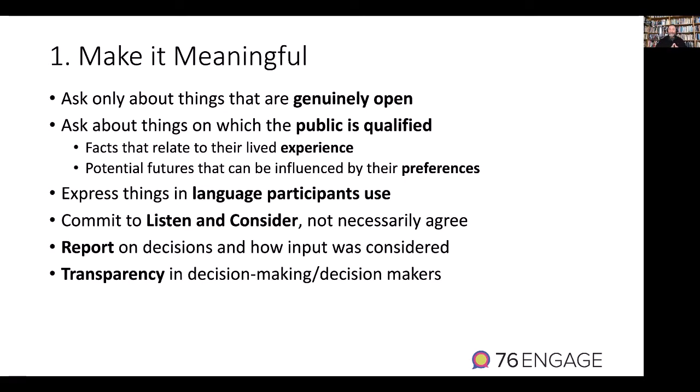So contextual information should always be provided, but with the understanding that you're not trying to turn them into planners or engineers, you're trying to give them enough information that they can relate it to their experience and express a preference. Use language they understand. It's not about grade separations. It's about a bridge in their neighborhood. And that should be pretty straightforward. And then commit to listen and consider.